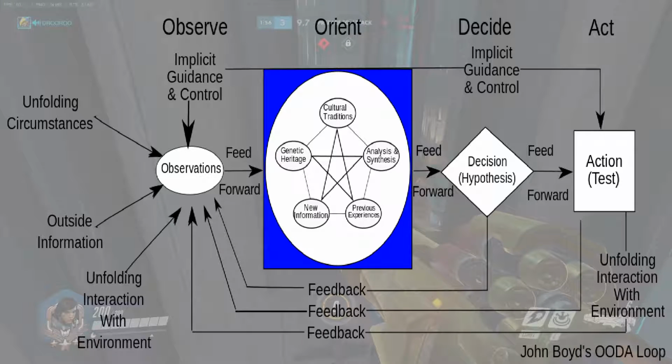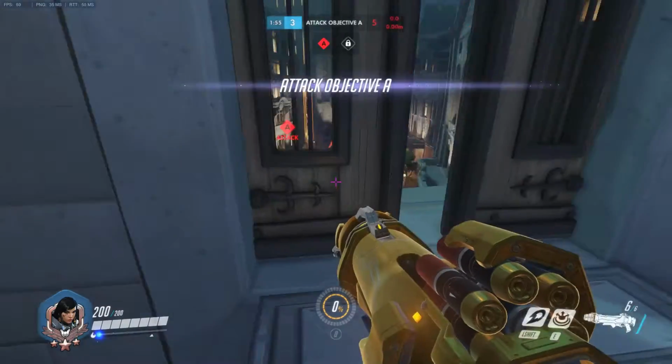This is the OODA cycle. It was developed by John Boyd, who was a military strategist who first started out his career as a pilot in the Vietnam War, but that's not really important.